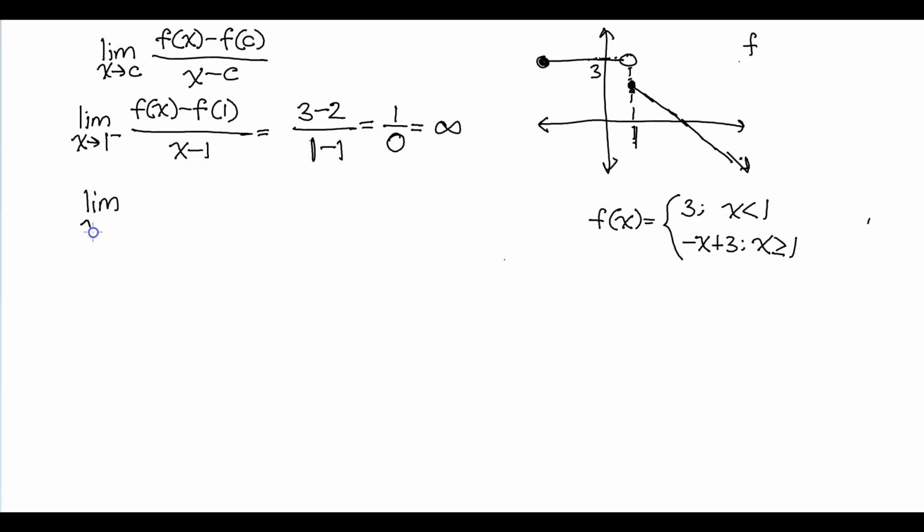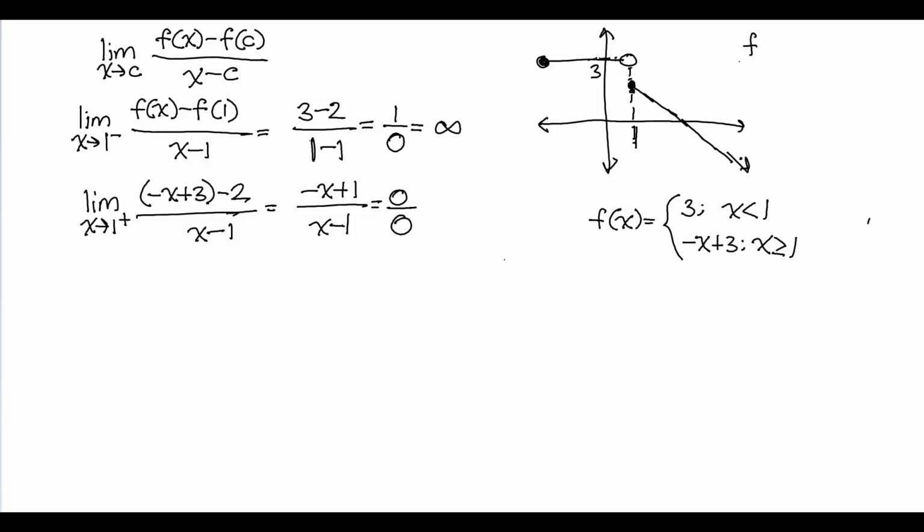Let's try the limit as x approaches 1 from the right. So we have f of x over here is negative x plus 3 minus f of 1. F of 1 we know is 2, over x minus 1. So what we're going to do is simplify all this. Negative x plus 1 over x minus 1. And if we substitute, we get 0 over 0.